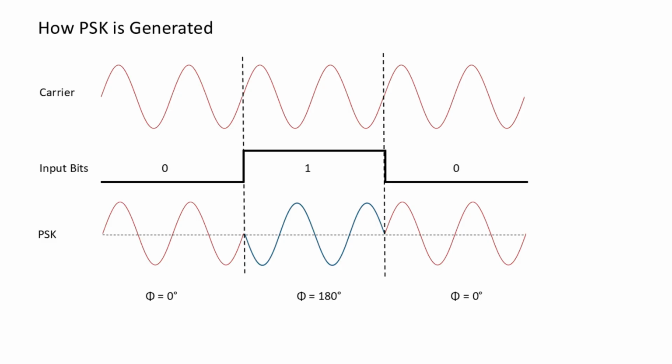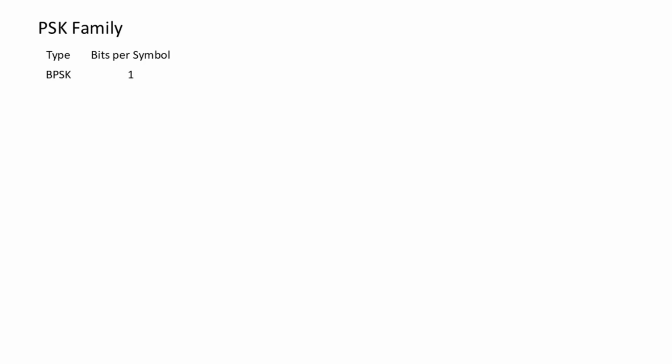So, for the sequence 0, 1, 0, the carrier phase switches step by step. First 0 degrees for the first bit, then 180 degrees for the second bit, and finally back to 0 degrees for the last bit. In this way, different phase shifts directly represent the digital information, forming the final PSK modulated signal. This is the simplest case, known as BPSK, or binary phase shift keying.